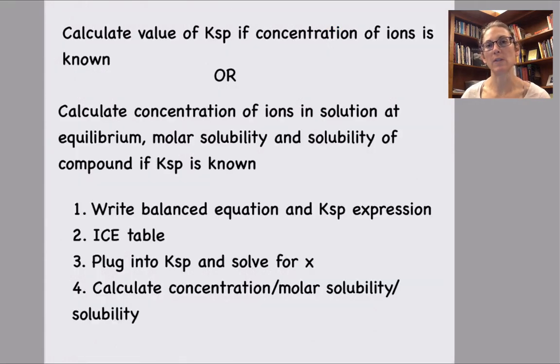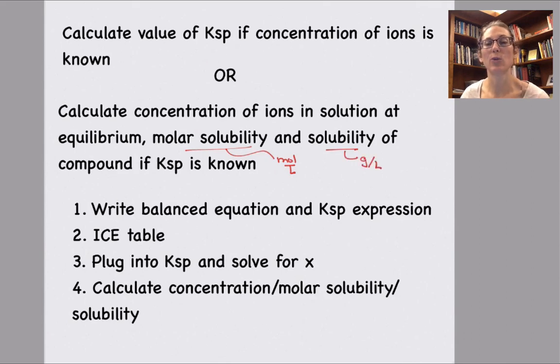So we can do all the same stuff with solubility product constant that we can with any other equilibrium constant. So if I know the concentration of the ions, then I can calculate my value for Ksp. Or if I know the Ksp, I can do things like predict the concentrations of ions that'll be in solution. Or I can calculate what's known as the molar solubility and the solubility of a particular compound. And the molar solubility is how many moles per liter of that solid is going to dissolve. Solubility being how many grams per liter will dissolve.